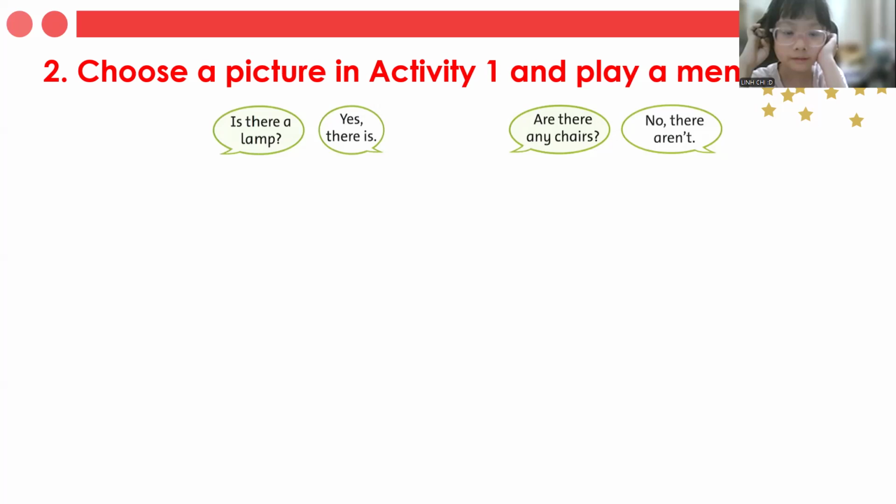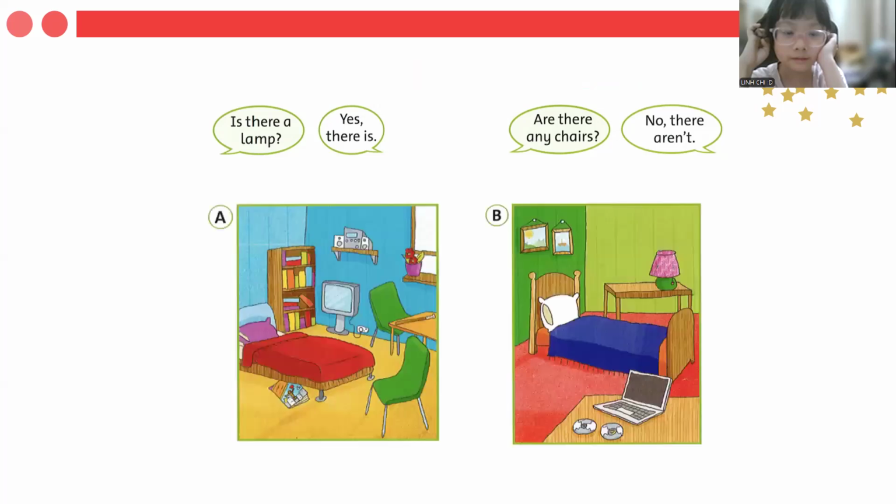Is there a flower near the window? No, there isn't. Yes, there is. Okay, so we've got a flower, a book, a red blanket, two green chairs. So I'm going to give you 1, 2, and 3 stars.